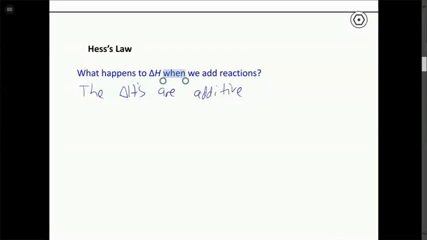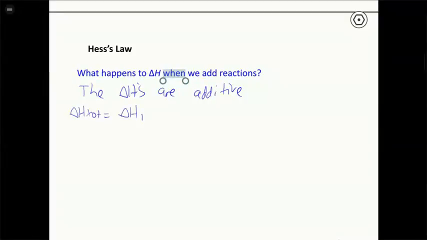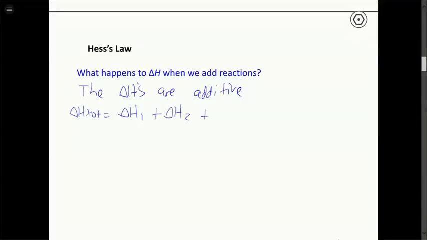So if we're adding together a bunch of chemical reactions, the total enthalpy change is going to be the enthalpy change for the first reaction that we're adding, plus the enthalpy change for the second reaction that we're adding, plus the third, and so on. However many reactions we're adding together in sequence, we're going to get a combined delta H that's just the sum of all of them. Alright?